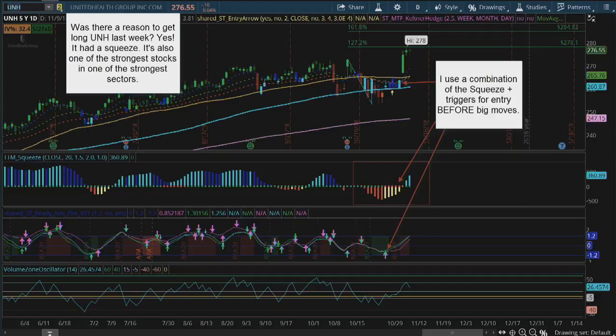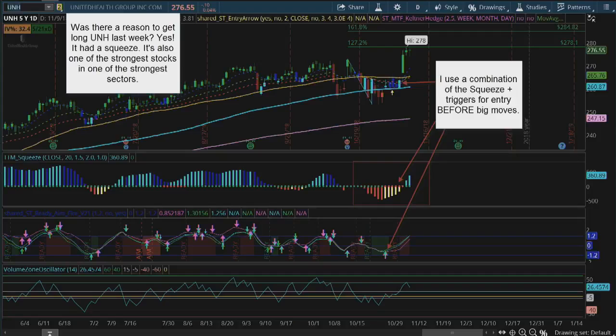So because United Healthcare had a squeeze, and because it's in a strong sector, and yes, you're asking how many dots it has. This is a daily chart, so each one of these bars is a day. You really want to see 3 to 5 days of consolidation, because the squeeze is consolidation. It's telling you that there's compression of price, and it's energy that's bottled up and trapped. When you have trapped energy, it's going to explode. So the goal is to be in it before it explodes so that you can make your money.